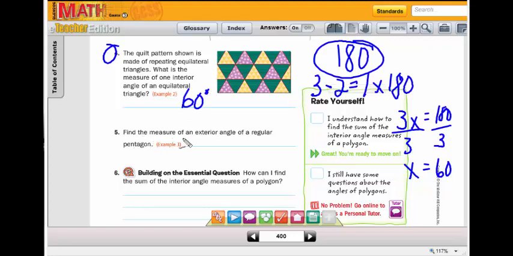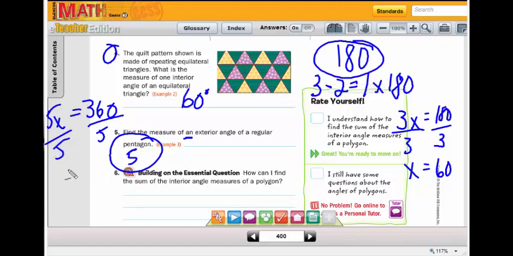Now it asks us to find the measure of an exterior angle of a regular pentagon. A pentagon has 5 sides. Remember, exterior angles always add up to a total of 360 degrees. All of the angles together, find the measure of a single exterior angle. Well, if the total is 360 and there are 5 of them, we would say that 5x, 5 times one of them, would give us the 360. Divide both sides by 5, and we would have x equals 72. So for problem number 5, we have 72 degrees.